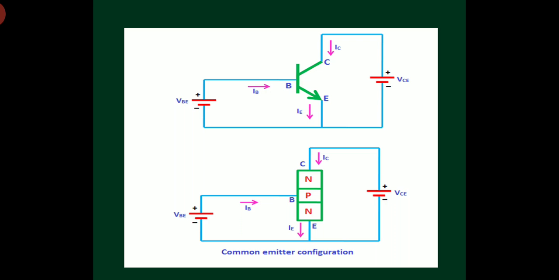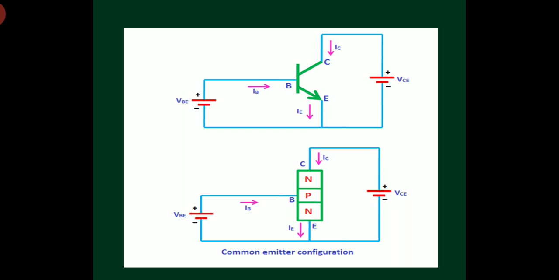Irrespective of the type of configuration and irrespective of the type of transistor, NPN or PNP, the input junction is always forward biased and the output junction is always reverse biased. Here the input junction is JE between base and emitter, and the output junction is JC, formed between collector and base, in common emitter configuration. So the input junction is always forward biased.